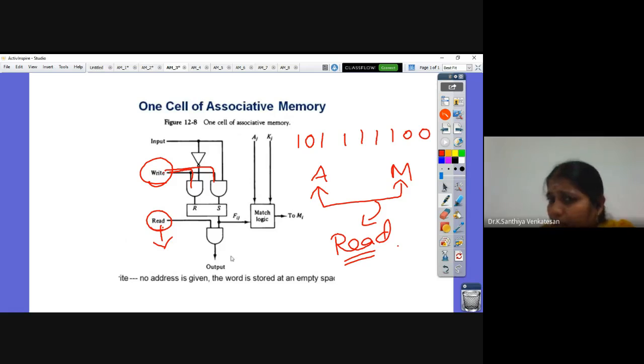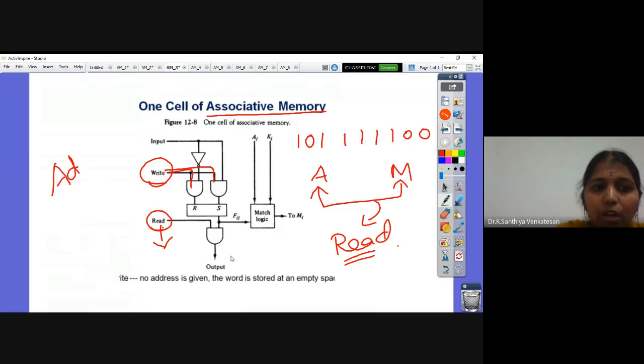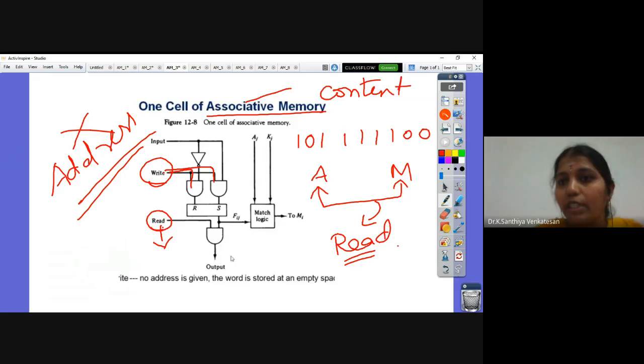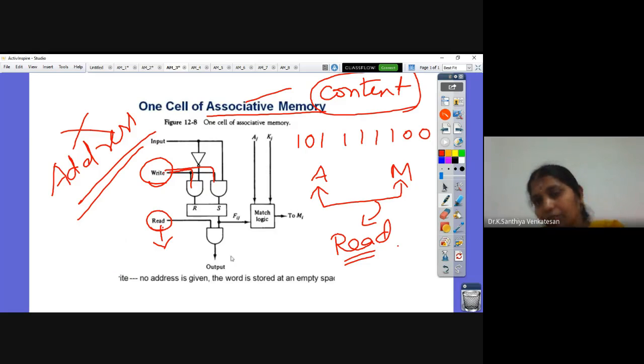Write operation, again, we are not giving any address. The concept of associative memory is that only with the help of the content we are going to read or write whatever it is. We are not at all going to use any address. So there is no address in associative memory. Please keep this hint in your mind. If you want to perform read operation or write operation, everything is done based on the content alone. So if I want to read the data, I'll give the content, and I'll read the data.